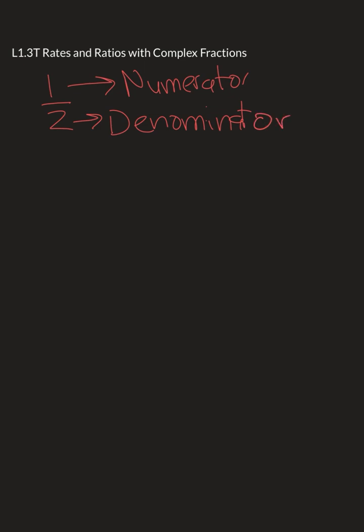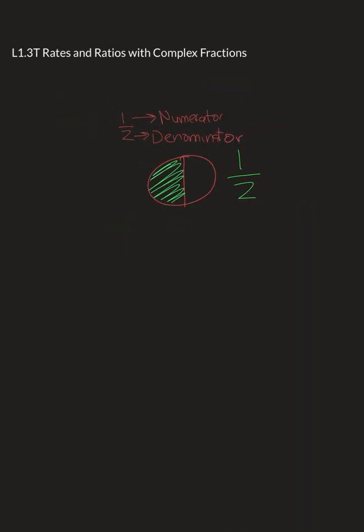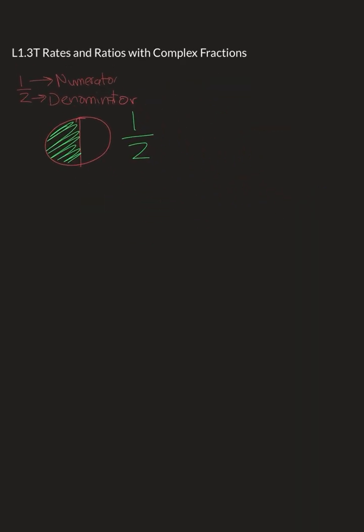A visual is, let's say you have a circle. This would represent it cut in half. If I shade one section out of the two, that would be one of the two sections shaded. So that's a fraction. Okay, let's talk about ratios.